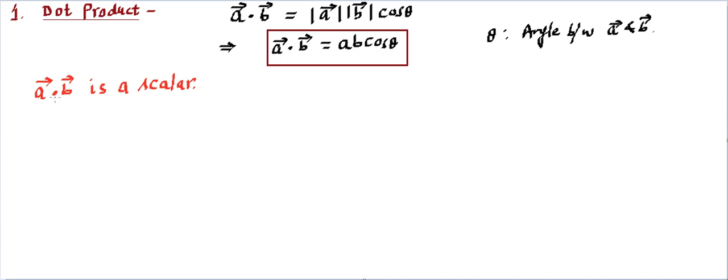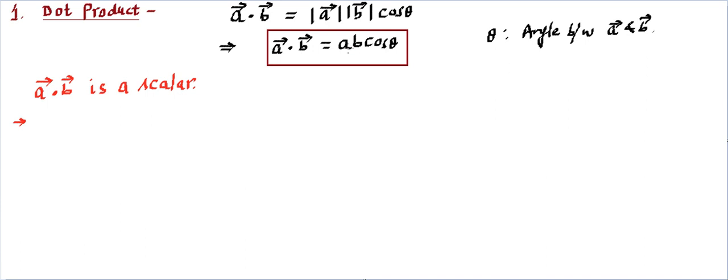Making sense or not? Yes. If it is making sense, then we can go ahead. Now we can talk about some more points based on this definition. This is a scalar quantity, right? Now let's talk about this scalar number, whether it's going to be positive or negative or zero.